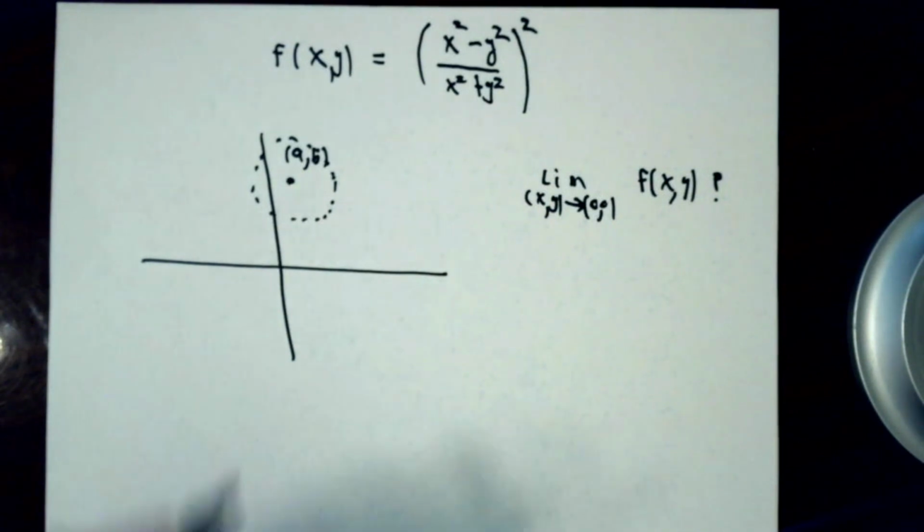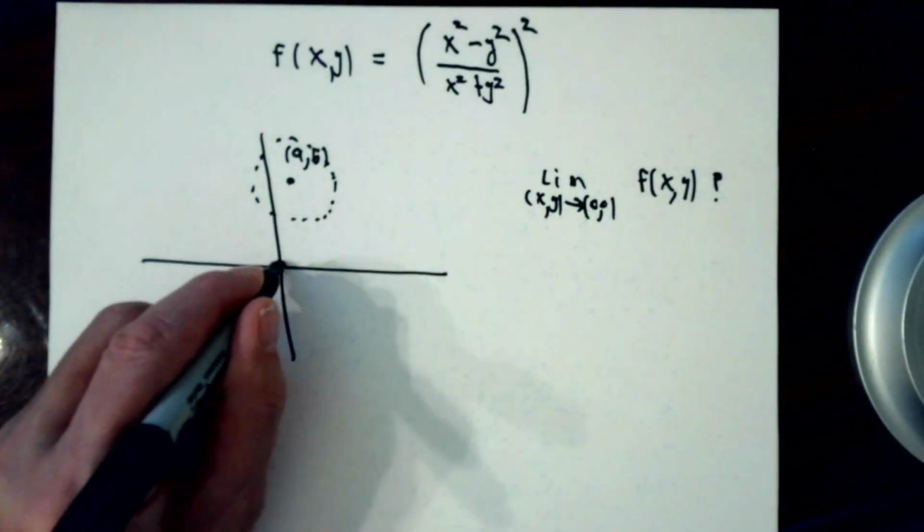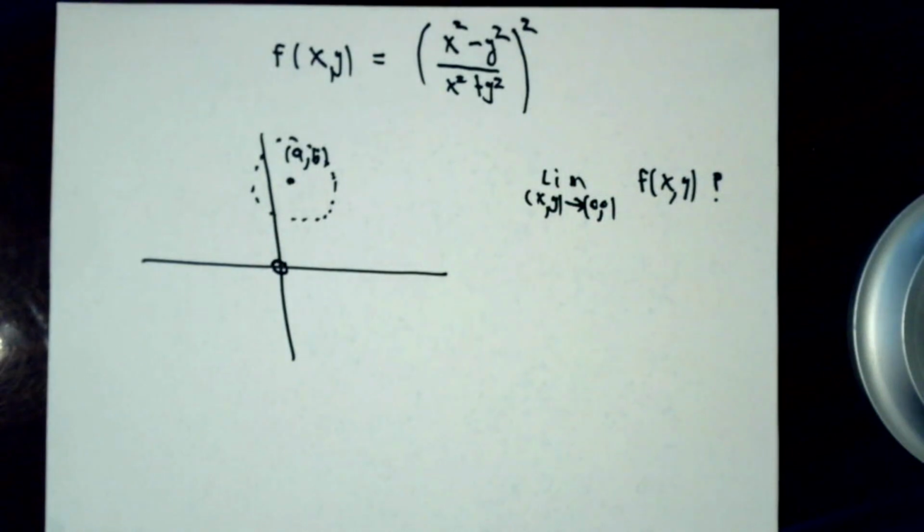That procedure won't work if you're approaching 0, though. No matter how small a disk I draw, centered at the origin, it's going to contain the origin. There's going to be a place where my function is undefined. This tells me nothing, though, about what I'm interested in. Does the limit exist?